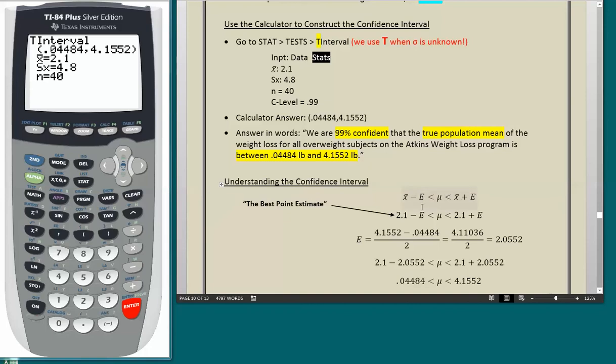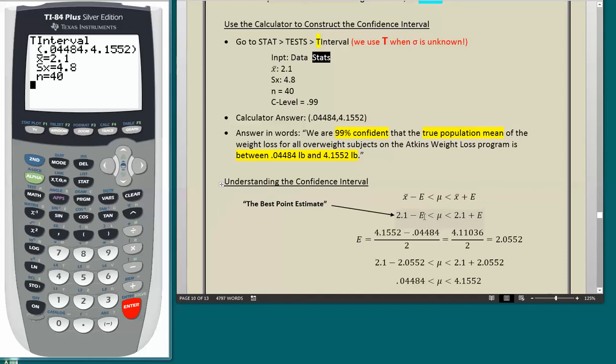So we know x bar. That's simply the sample mean that was given to us in the problem. So for this next step, I'm going to put that sample mean right in there. 2.1 goes in place of that x bar. Now we need E. How do we get to our margin of error? Well, what we're going to do right now is to do it the easy way, or the shortcut way.